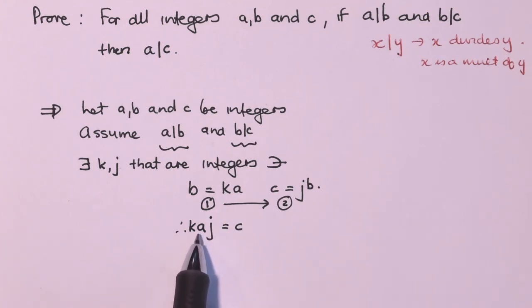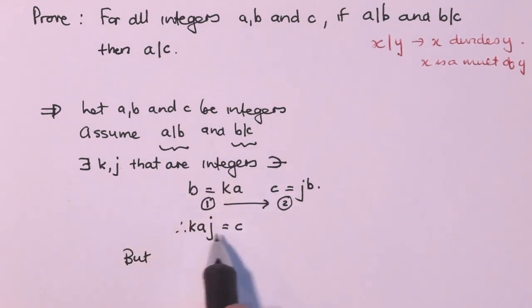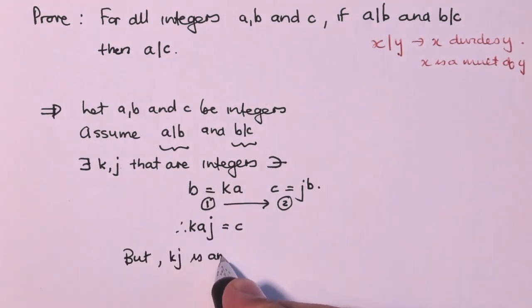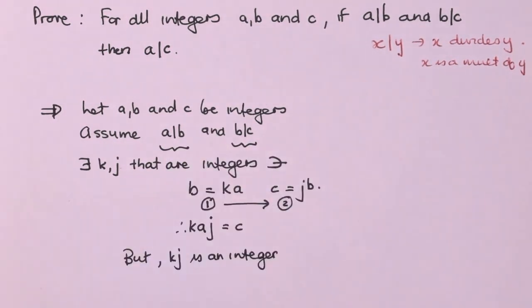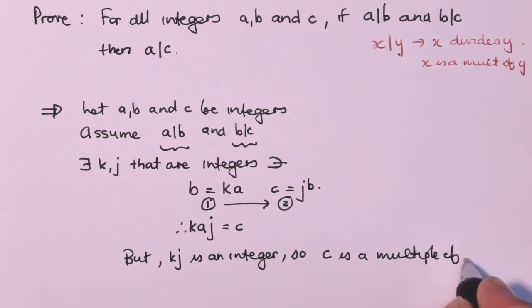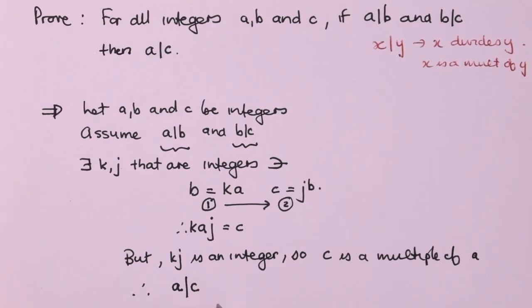Okay? Why can I say that? Well, k and j are integers by themselves, so kj is an integer by definition. And by the way, we've defined this. So c is a multiple of a. And therefore we can conclude finally that a does indeed divide c. And there's our direct proof.